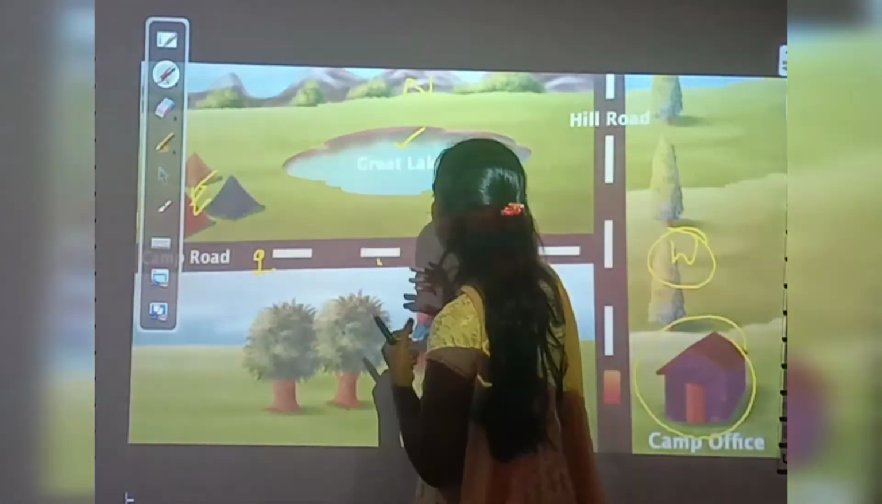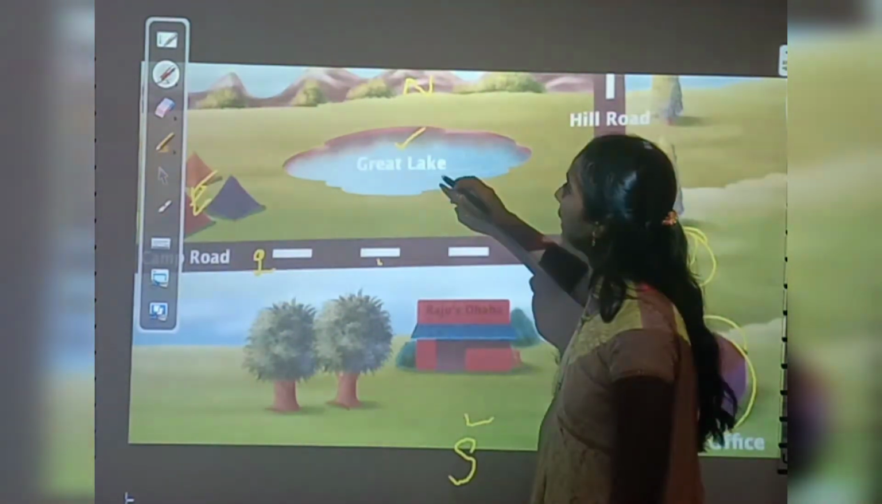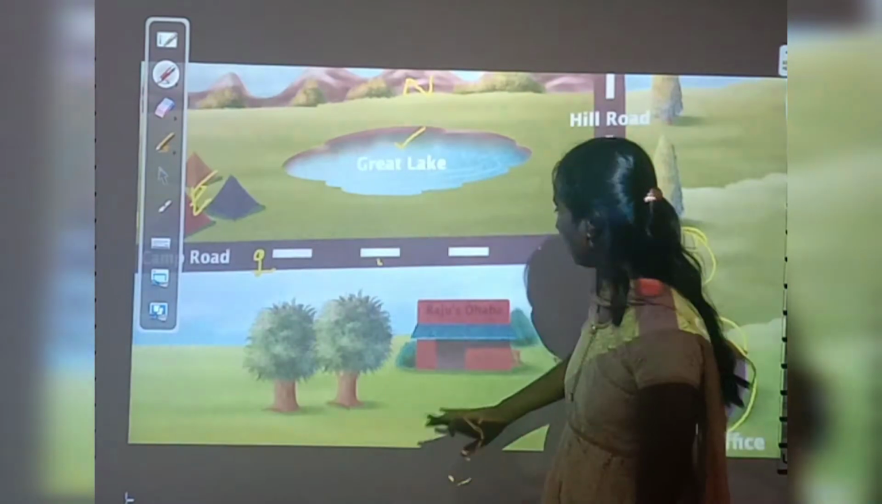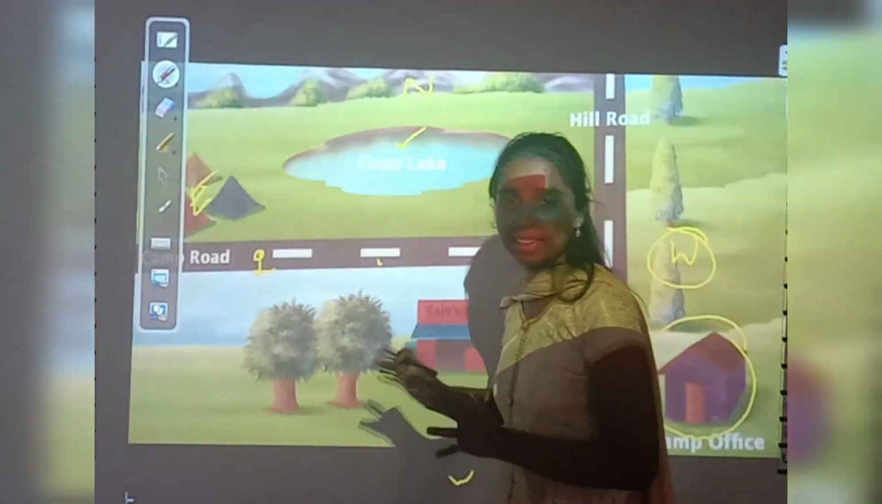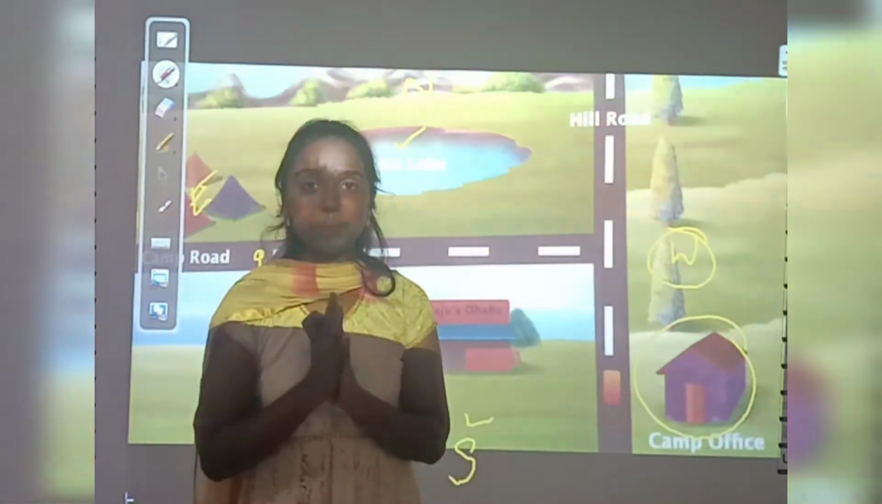But see these main directions, now you are in this position, how will you say? This Great Lake is in the north only. This Rajas Dabba is in the south only, and this Camp Office is towards the west side only, right? So it will never change, okay? These main directions are fixed, right?